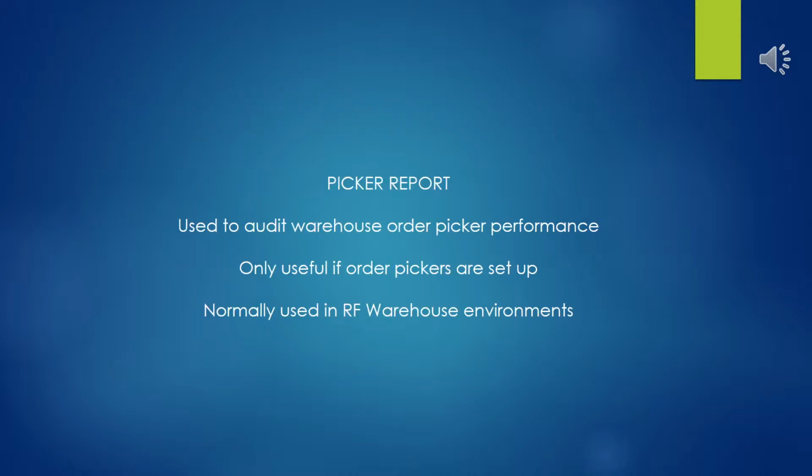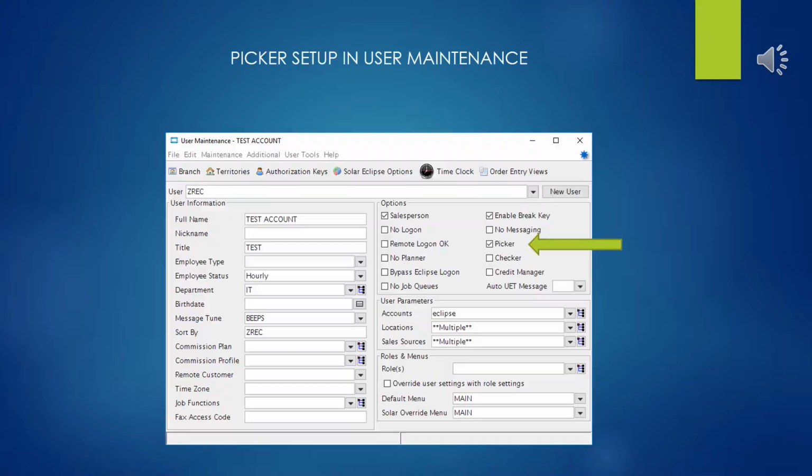This presentation covers the picker report, and this is used to audit warehouse order picker performance, and is only useful, of course, if you have pickers set up and identified in your system. This would normally be used in an RF warehouse environment, and probably it's not very often that pickers would be set up and reported on in a non-RF warehouse environment, although you could.